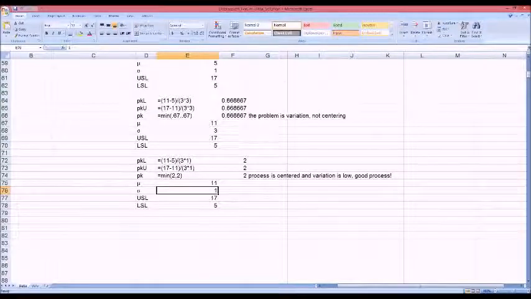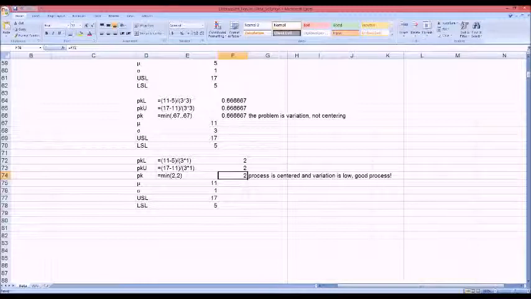Okay, so 11 minus 5 divided by 3 ends up to be 2. So 6 divided by 3 is 2. Same thing from the other perspective, taking the upper spec limit minus the average, divided by 3 is 2. The minimum value between those is 2. And again, process is centered, variation is low. This is a good process.